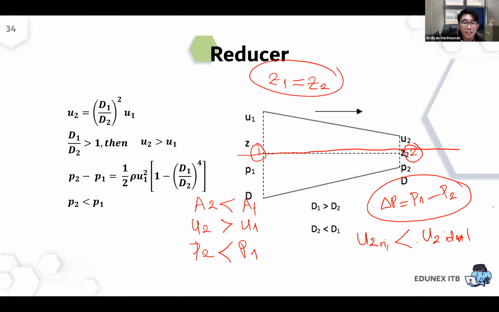Okay. This is for the case of the same or constant delta P. Now we use the approach if U2 non-ideal is the same as U2 in ideal. How about P2 non-ideal compared to P2 ideal? Lower or higher?